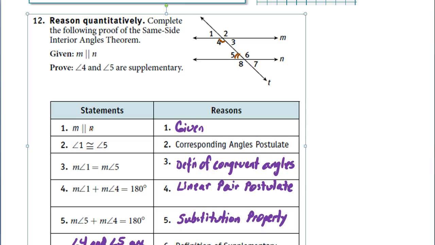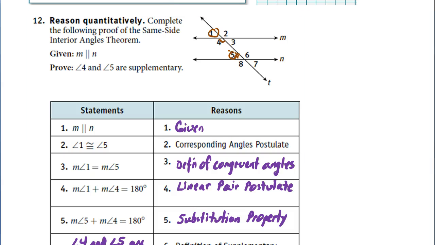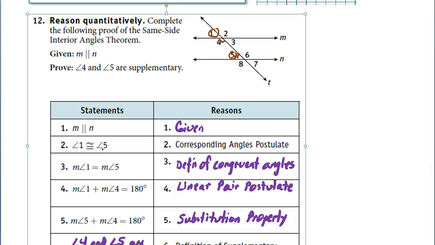We have parallel lines. We can say that angle 1 is congruent to angle 5 because of the corresponding angles postulate. So I'm looking at the drawing. I'm noticing that angle 1 and angle 5 are in corresponding positions, so I know that they're congruent because of this postulate. Next step, because they're congruent, we know that their measures are equal. The reason is the definition of congruent angles.